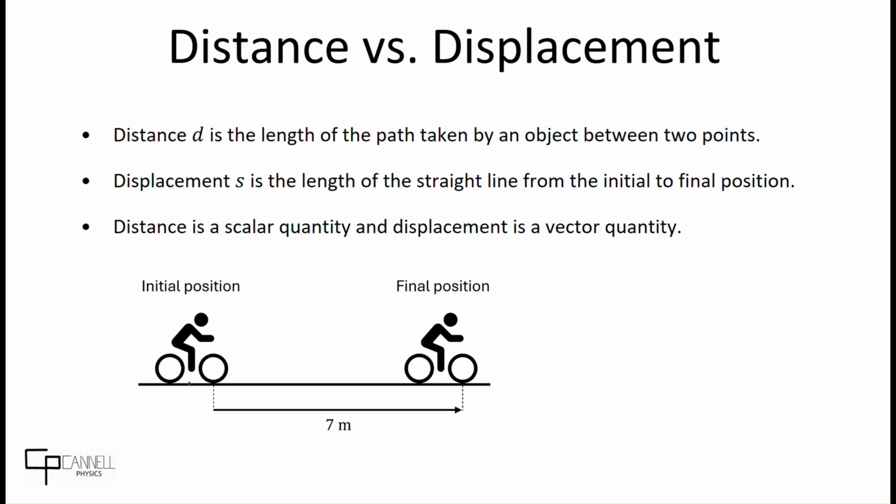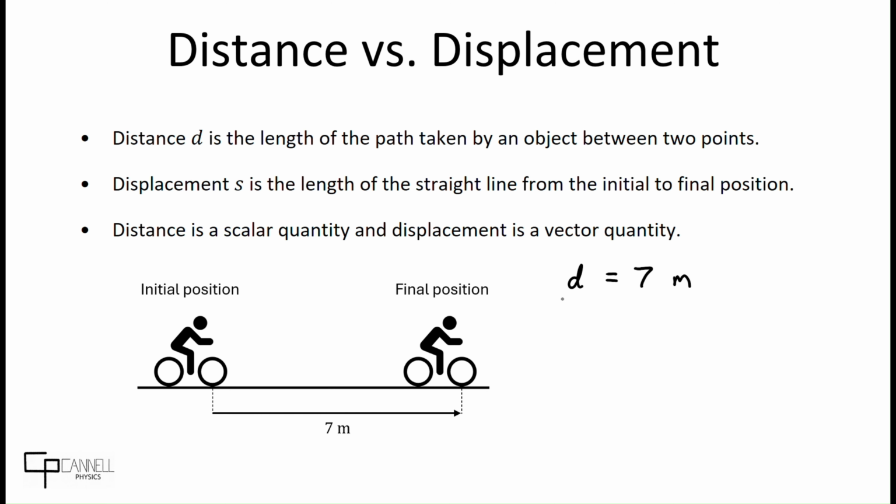Let's start with this very simple motion of this bike rider. This bike rider has started here on the left, the initial position, and they have moved rightwards to this final position. And the amount this bike rider has moved is 7 meters. So I'm going to quote the distance and displacement for this simple journey. The distance d is simply 7 meters because that is the length of the path taken by this bike rider, whereas the displacement s is 7 meters right. The bike rider started in this position on the left, the initial position, and they were displaced to the final position, which is 7 meters to the right.